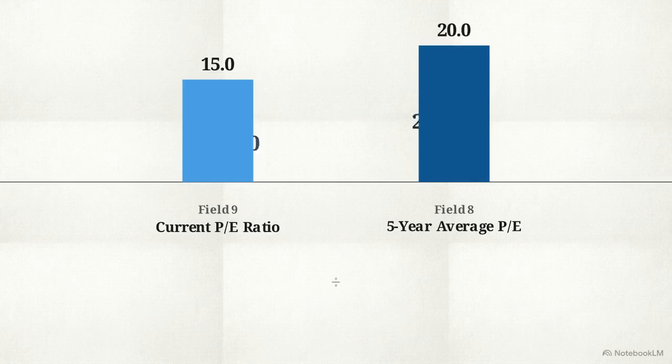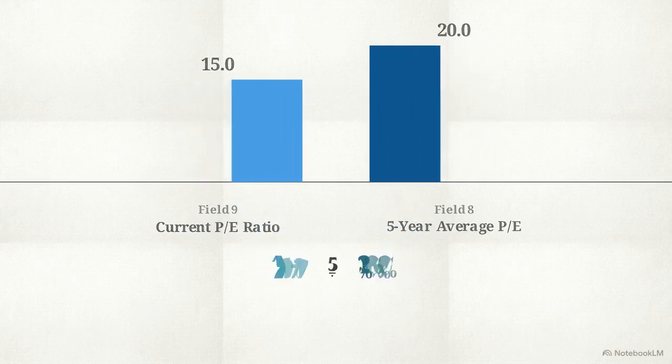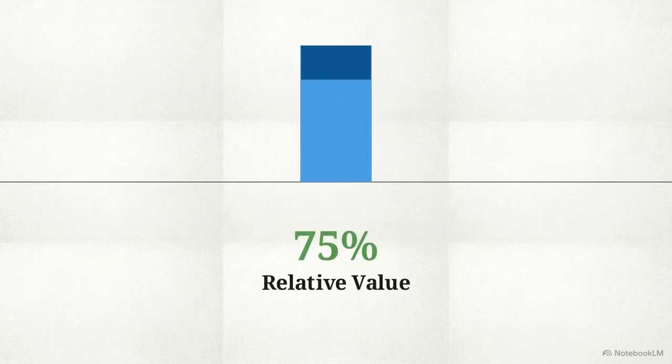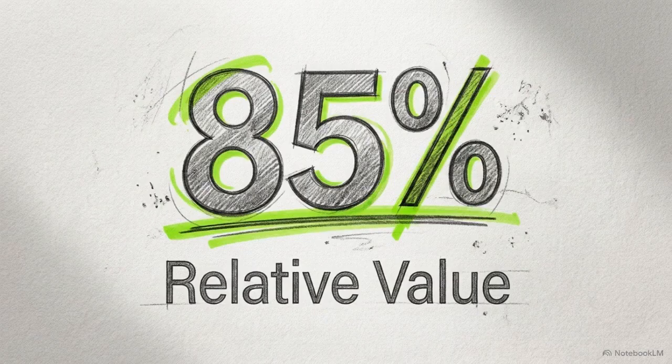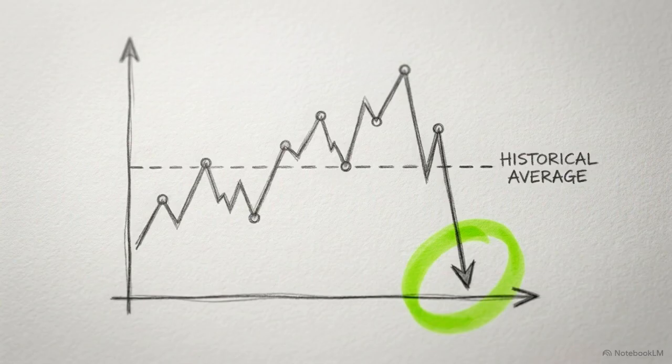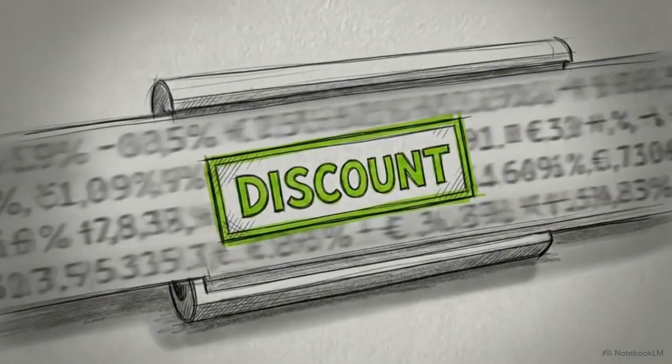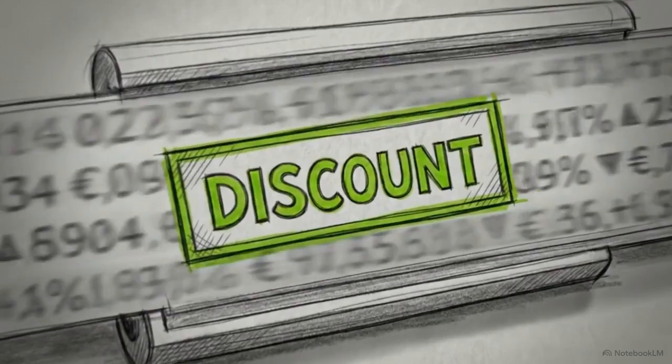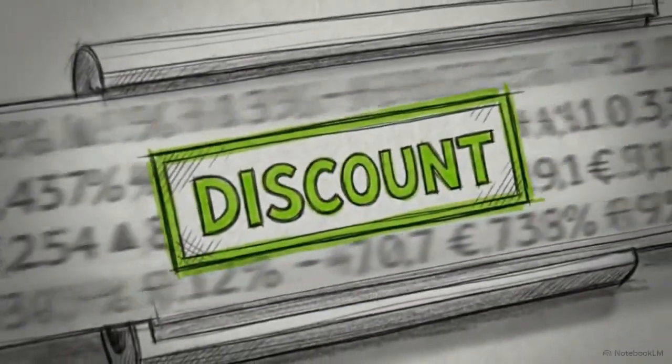Take the stock's current PE ratio and divide it by that historical average PE. This gives us a percentage. If that percentage is below 100%, the stock's current multiple is lower than its 5-year average, suggesting the stock may be trading at a discount. By comparing today's price against 5 years of data, relative value is an objective check against market noise, identifying when a stock is priced low.